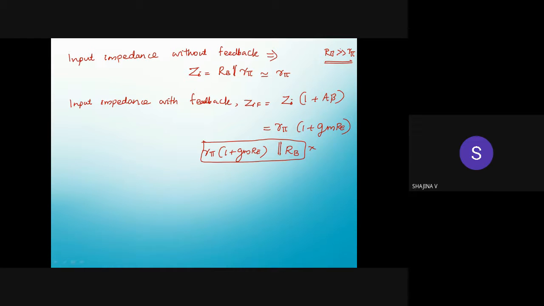Since RB is greater than R pi, we can approximate input impedance equal to R pi. Okay. So input impedance with the feedback is equal to R pi into 1 plus A beta.